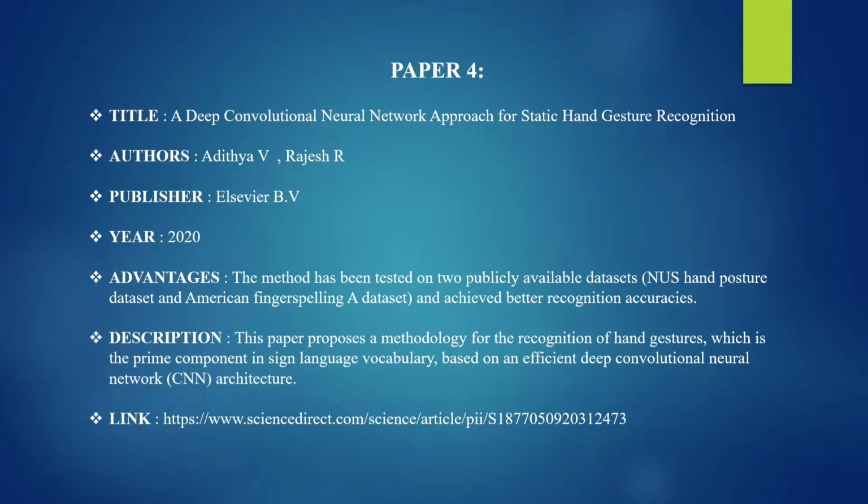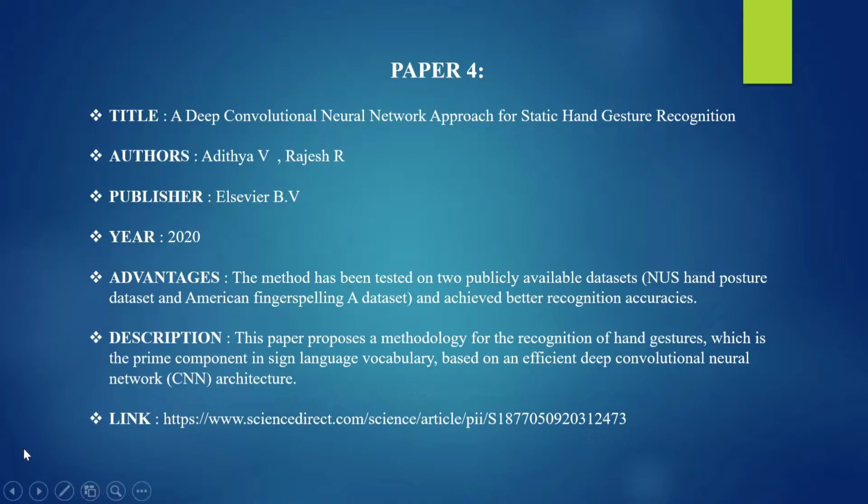Most of the existing works try to develop vision-based recognition through classical pattern analysis approaches by delivering complex hand-crafted features. But the efficiency of those methods is very limited when working with large sign vocabulary captured in complex and uncontrolled background conditions. This paper proposes a methodology for recognizing the hand gesture, which is the prime component in sign language vocabulary. Based on an efficient deep convolutional neural network architecture, the method has been tested on two publicly available datasets, including the NUS hand posture dataset, and achieved better recognition accuracies.